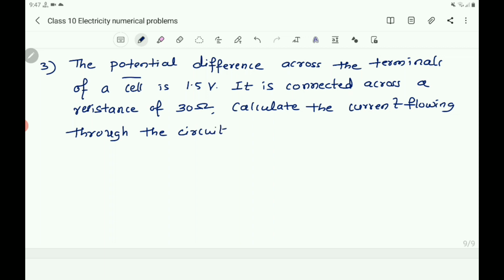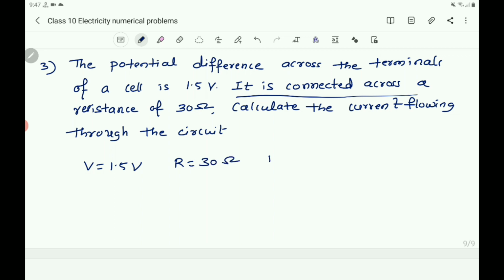So here the potential difference across the terminals of a cell is 1.5 volt. It is connected across a resistance of 30 ohm. Calculate the current flowing through the circuit. So the potential difference is given. Note down V equals 1.5 V and R equals 30 ohms.